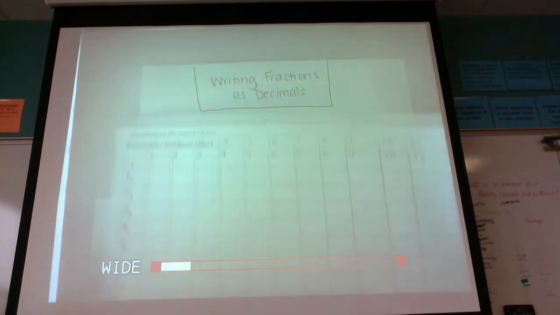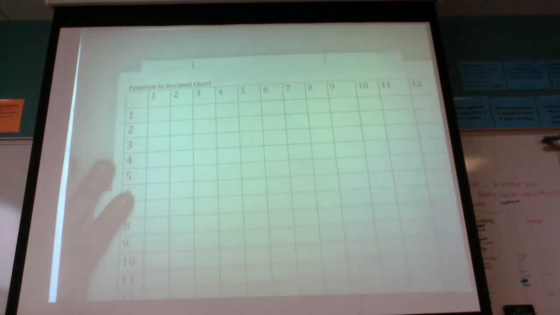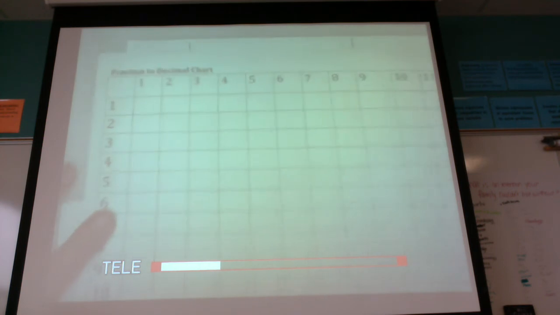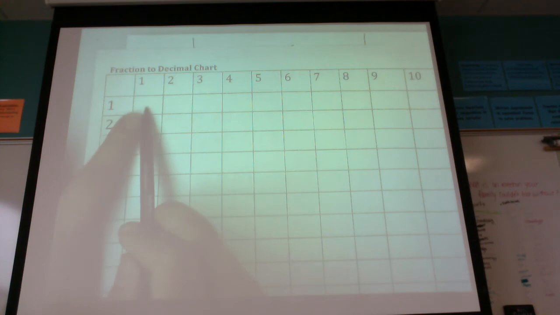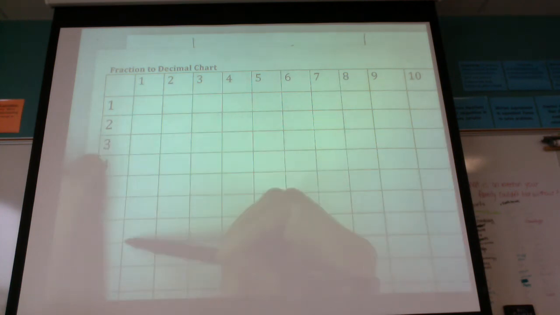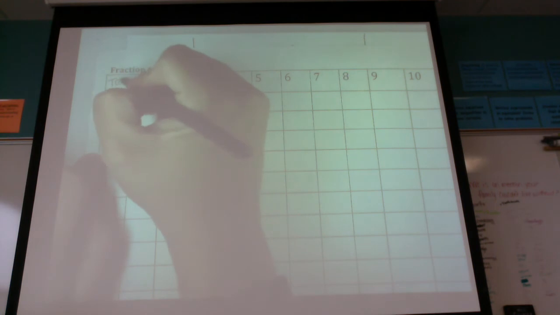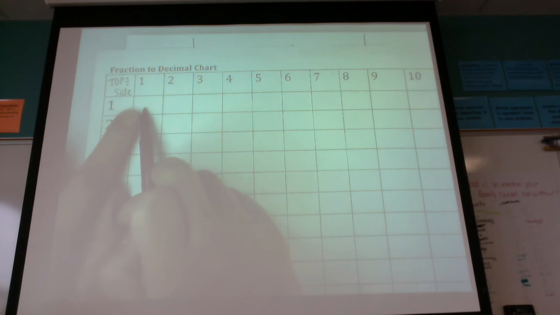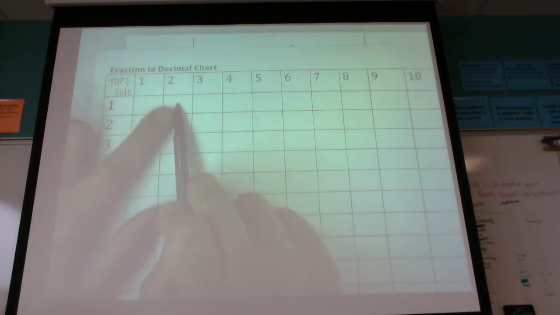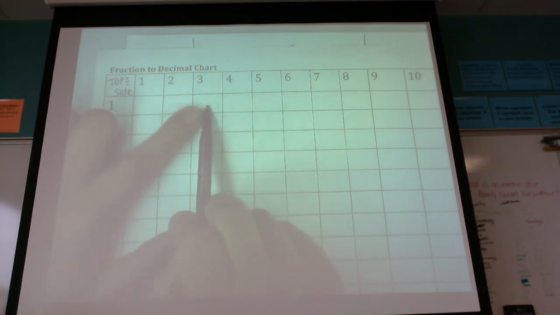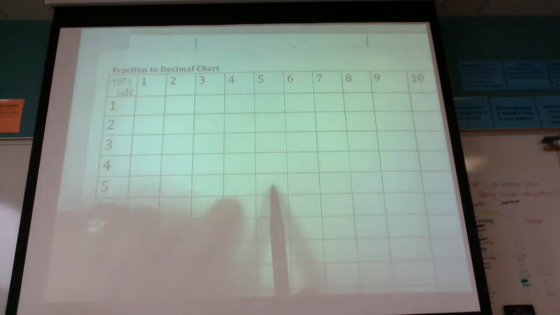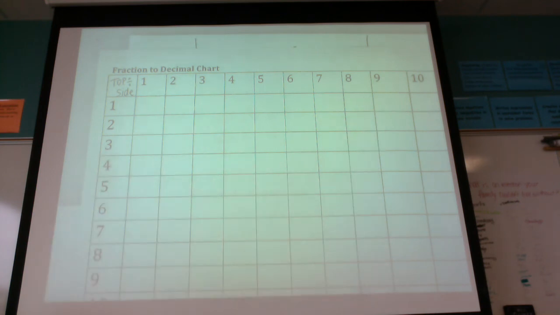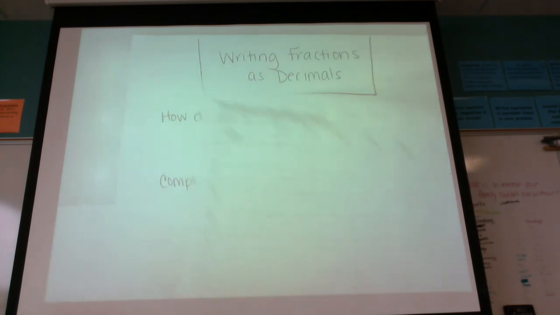Here's the chart that you should have, and it works just like a multiplication chart or a multiplication table. So for instance, you're going to do 1 divided by 1. You're going to take the top divided by the side. So I'm going to write that here, top divided by side. So 1 divided by 1, you're going to type that in, push it. 2 divided by 1, you're going to put it in here. 3 divided by 1, you're going to put it in here. 4 divided by 1, you're going to put it in here. 5 divided by 5 is going to go right in this box. So you're kind of matching them up just like a multiplication chart.